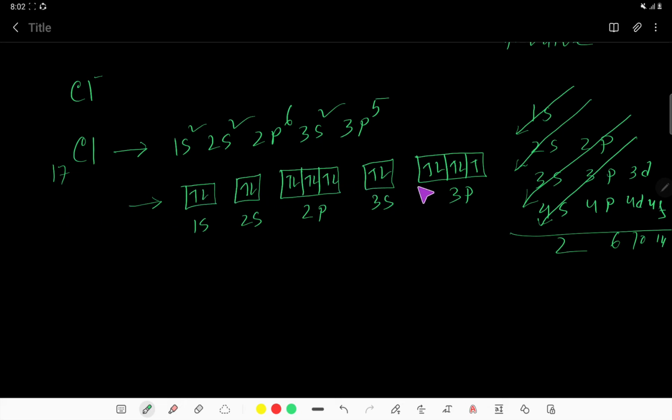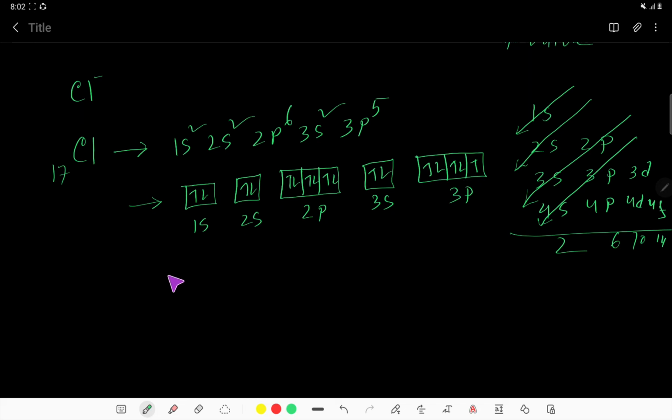From this orbital diagram of chlorine, we see that chlorine has one unpaired electron, right? And chlorine has 1, 2, 3, 4, 5, 6, 7, 8 pairs, 8 pairs of electrons and one unpaired electron.